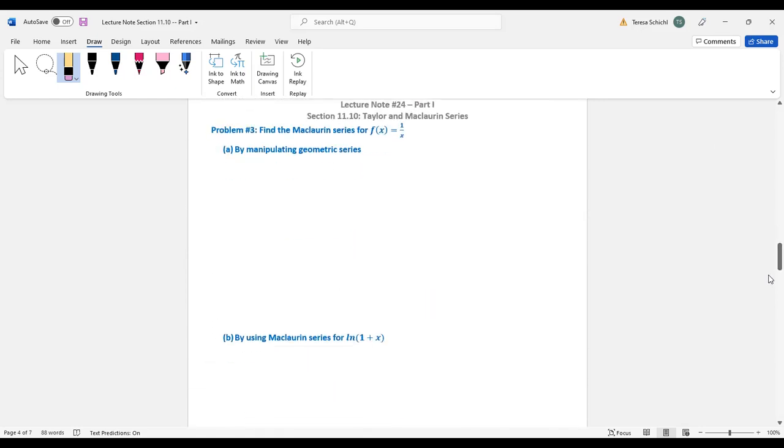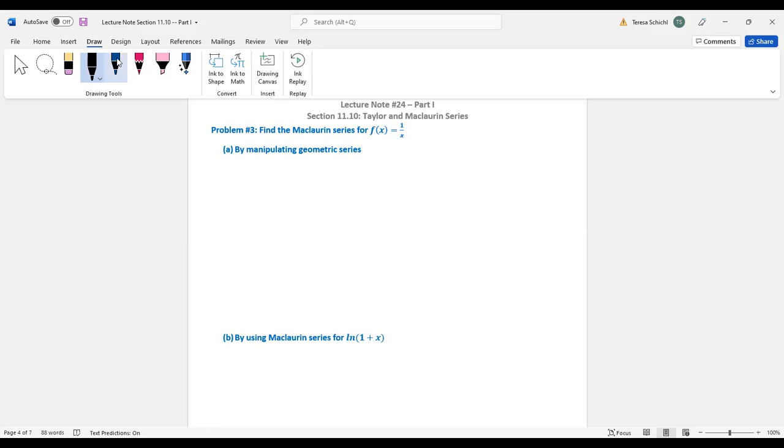Now let's take a look here. I want to find the Maclaurin series for f of x equals 1 over x. We have several different ways to do it. So let's remember in 11.9 in lecture notes number 23, we said we can manipulate a geometric series and then derive a function by manipulating the geometric series. Now we can write that function as a power series.